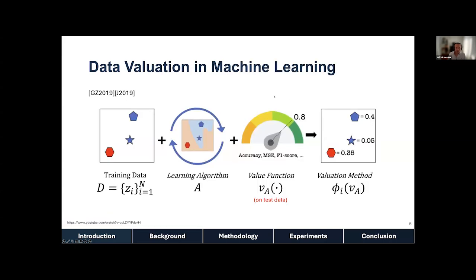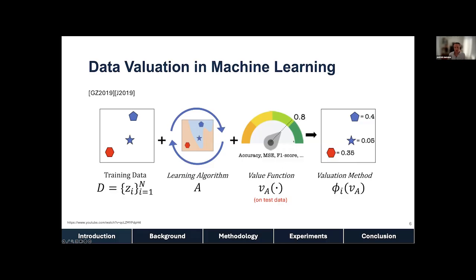So in also 2019, Ghorbani and Zou in one paper and Jia in another proposed an approach to do data evaluation in machine learning, and it has four moving parts. So in machine learning, you usually have training data, you have the learning algorithm, and in data evaluation, you need to define your value function.